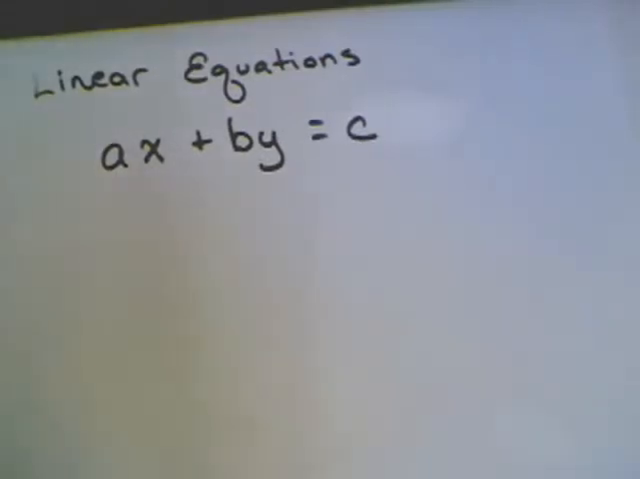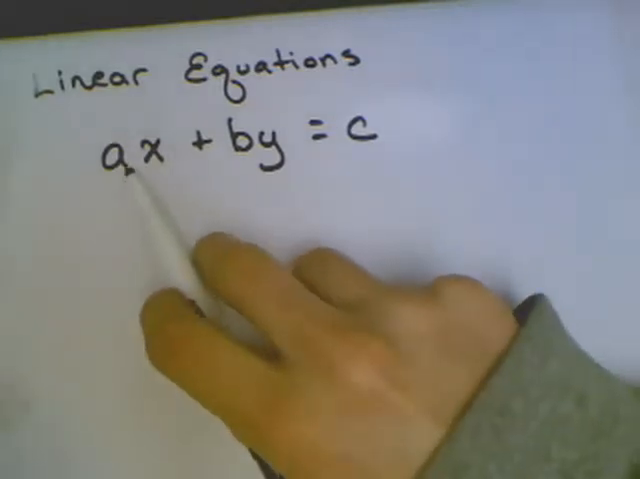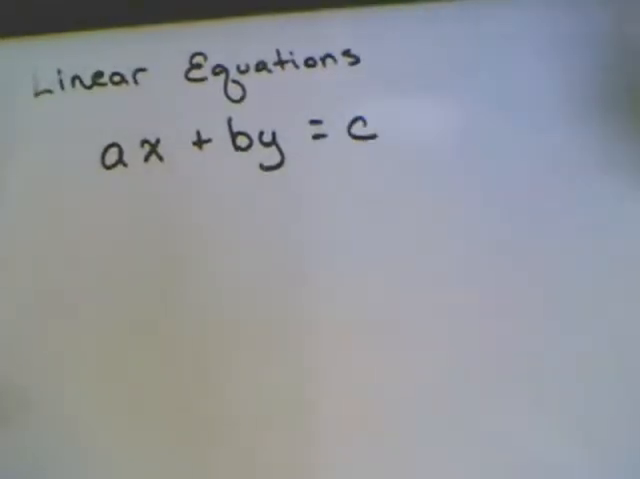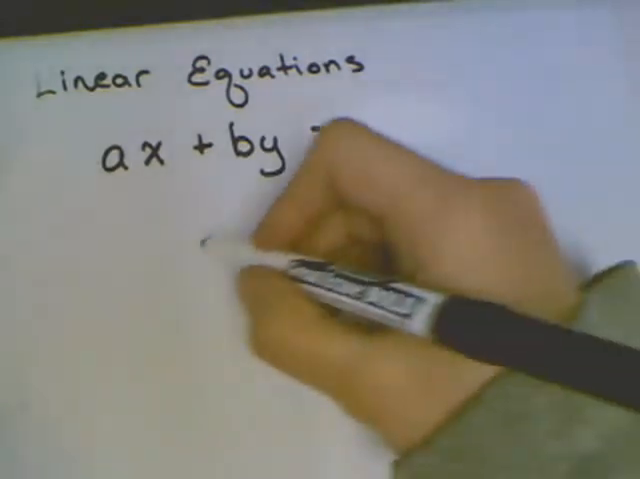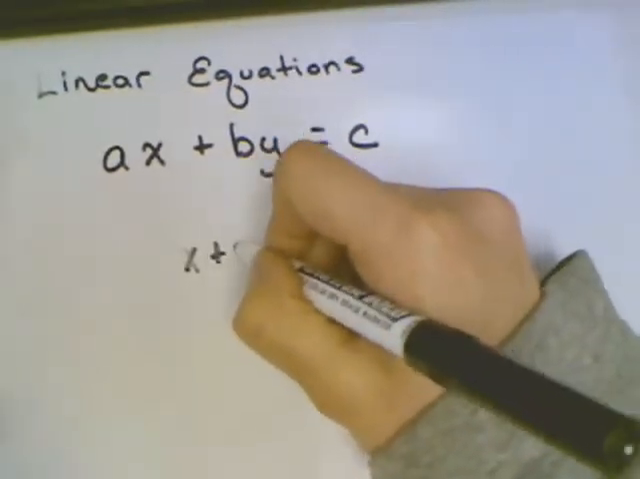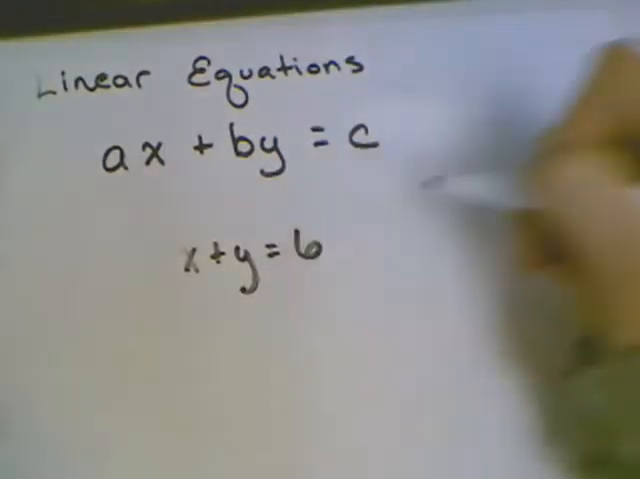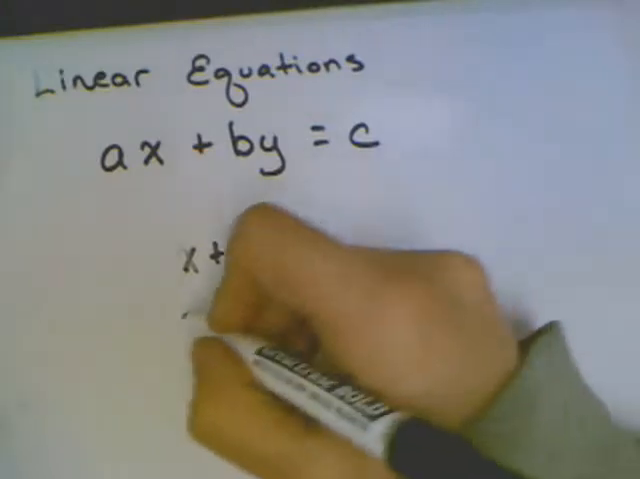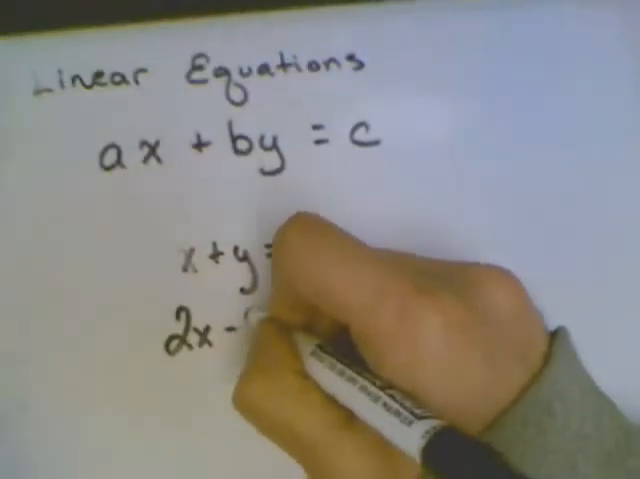In the next few sections of this chapter, we're going to be dealing with graphing equations that are lines. And these equations have this general form: ax plus by equals c. A, b, and c are just numbers. They could be positive, they could be negative, but they're just numbers. So for example, the last equation that we just graphed, x plus y equals 6, in this equation a is 1, b is 1, and c is 6.